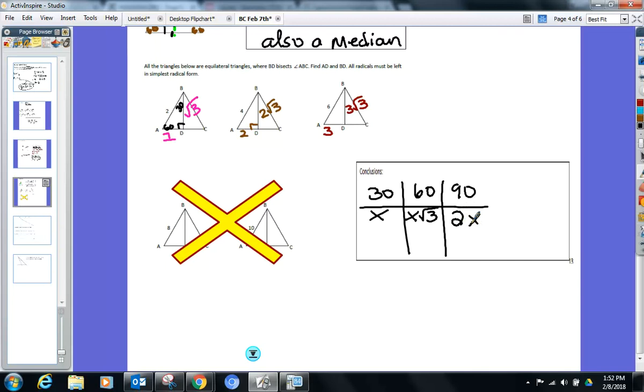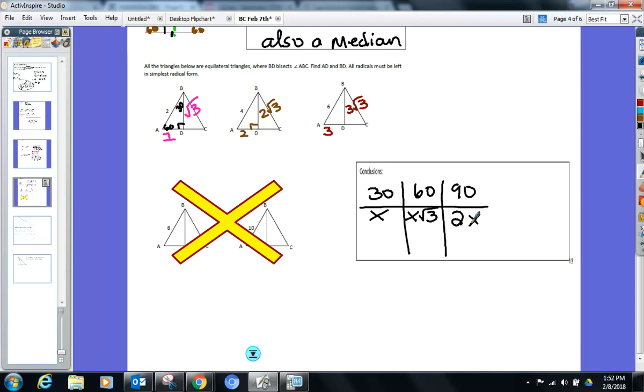I will warn you of one pitfall kids always get into. What radical was involved in the 45, 45, 90? Radical 2, and now this is involving radical 3. Don't mix them up. That's a common mistake I see every year. All right, radical 3 belongs to the 30, 60, 90, and radical 2 belongs to the 45, 45, 90.